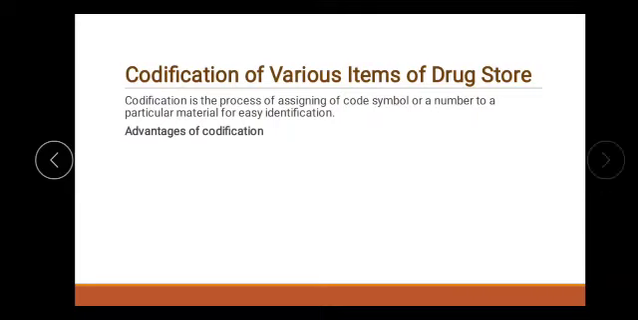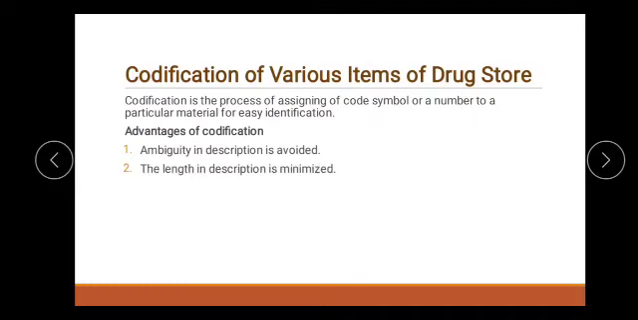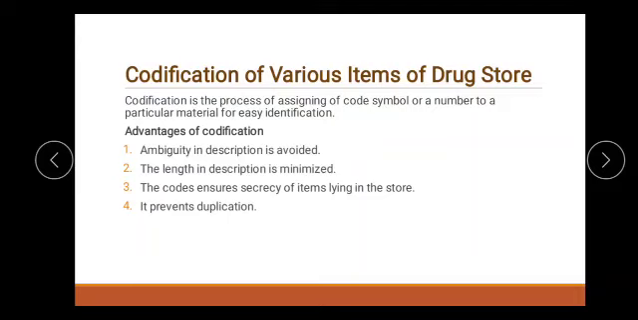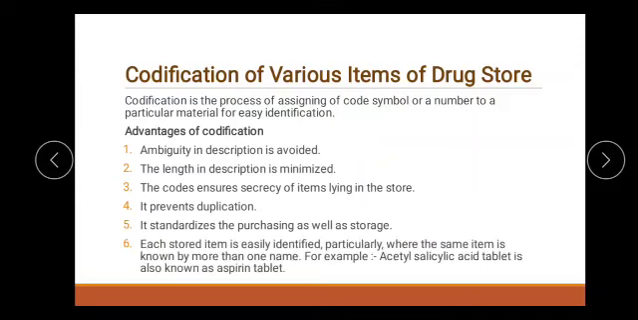Advantages of codification. First, ambiguity in descriptions is avoided. Second, the length of descriptions is minimized. Third, the codes ensure secrecy of items lying in the store. Fourth, it prevents duplication. Fifth, it standardizes the purchasing as well as storage. Sixth, each stored item is easily identified, particularly where the same item is known by more than one name. For example, acetylsalicylic acid tablet is also known as aspirin tablet.